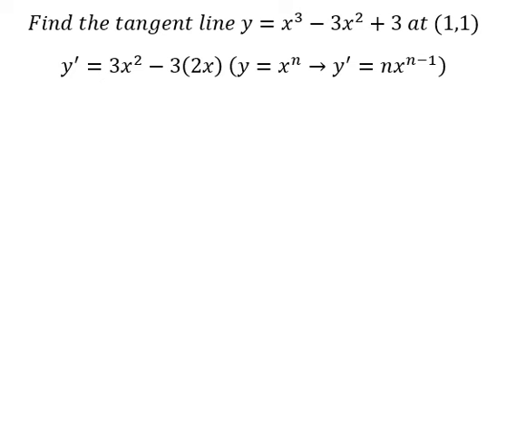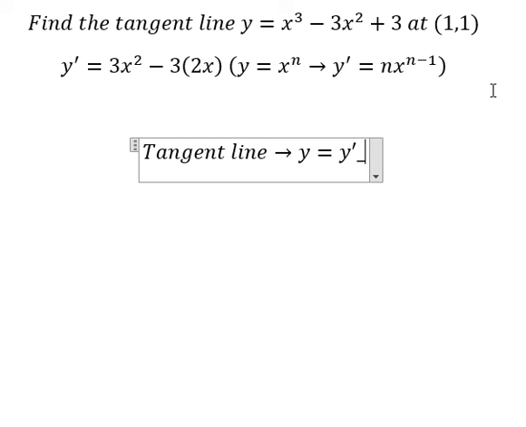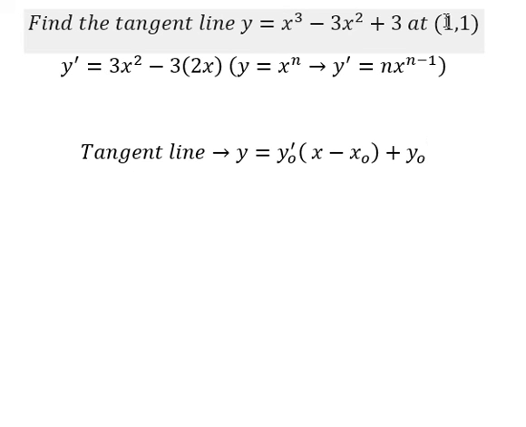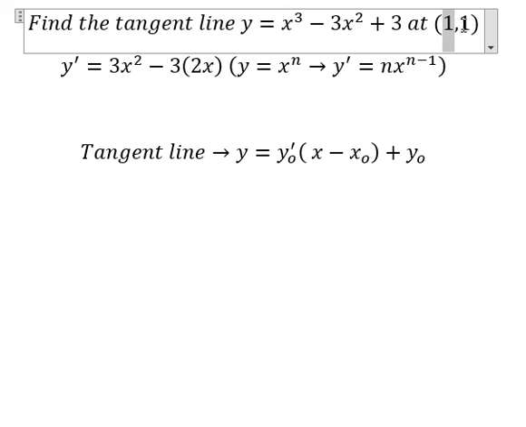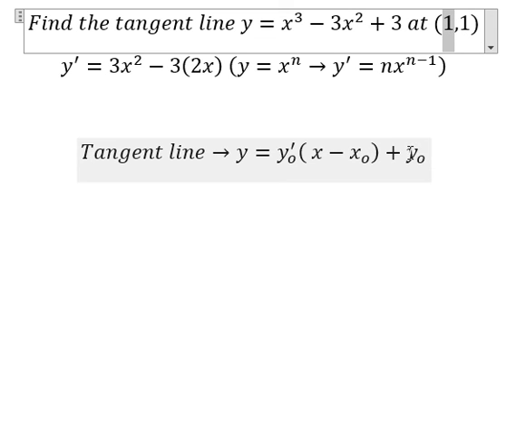So the next one is the tangent line, so that should be like this. So we have the point x equals 1, y equals 1. So x0 in here is 1, and y0 in here is 1.